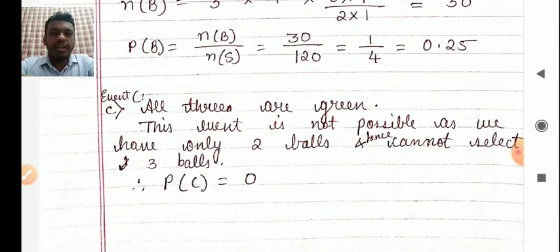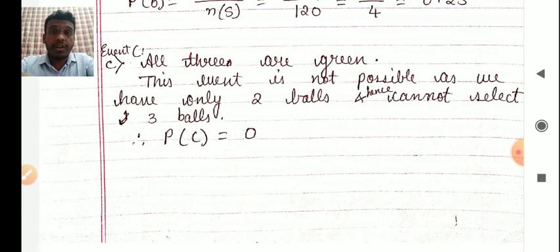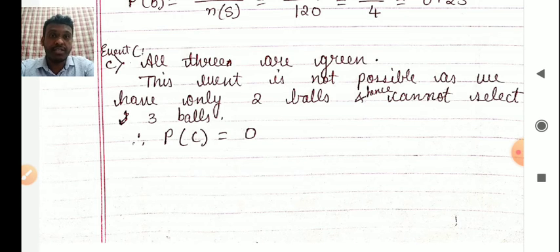Now event C, all three are green. This event is not possible at all. Why? Because we have only 2 green balls and we cannot draw 3 green balls from the bag, and hence it is an impossible event. And remember, the probability of an impossible event is always equal to 0. That is 0% chance of it happening. When you draw 3 balls and you have only 2 green balls, definitely one ball should be of another color, right? So in this case the probability is equal to 0.